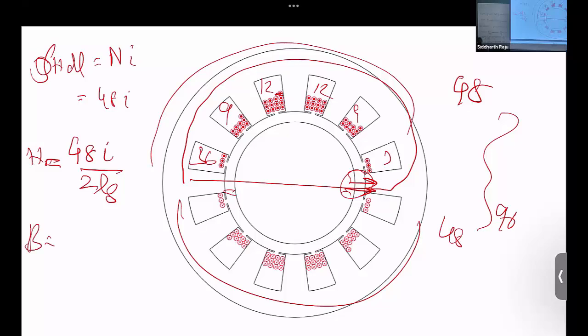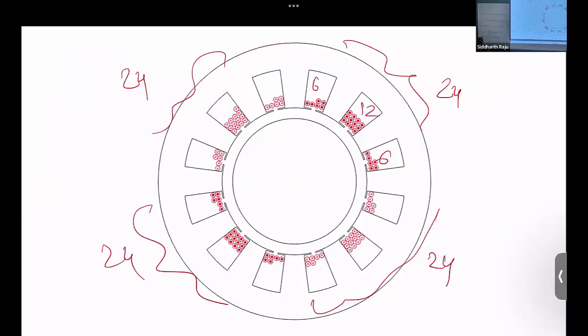And my B again is going to be mu naught times H. I should ensure that the B does not become too much that it oversaturates the teeth, that the teeth start to add too much reluctance to the magnetic pathway. So let me go to the 4-pole case. The H will be maximum here. The loop that I'll take to compute that maximum H is going to be this loop.